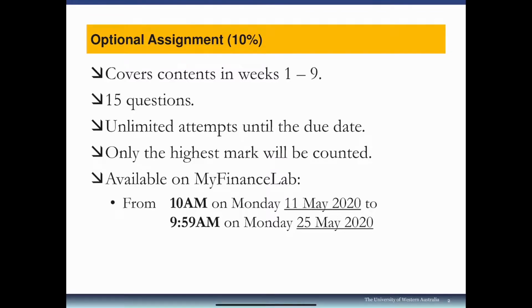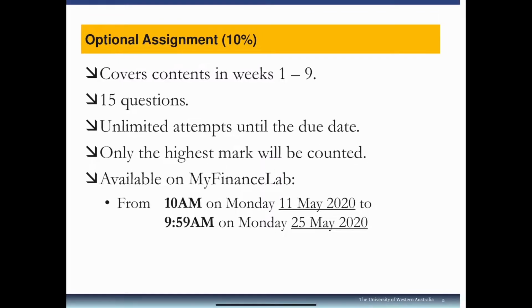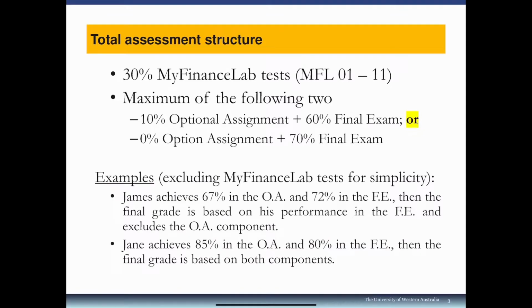The reason we call it optional is because you have a choice. So here is the total assessment structure that we went through in week 6. Let me just repeat that again. We now allocate 30% to My Finance Lab tests. You have 11 tests, and we're going to take the best 10 out of 11, so it's roughly 3% each. And then the remaining 70% is going to be the maximum of the following two: 10% optional assignment plus 60% final exam, or 0% optional assignment plus 70% final exam.